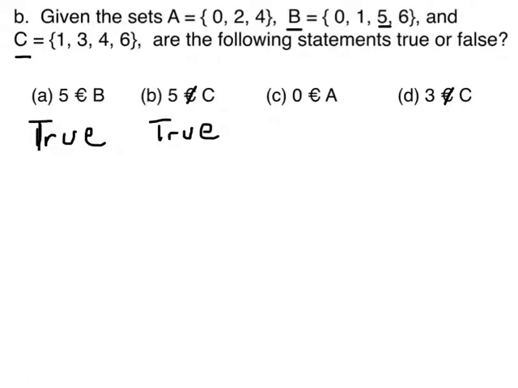C says 0 is an element of set A. Well, we'll look at A. 0 is in that, so it is also true. And D says 3 is not an element of set C. Well, there's set C and there's a 3. So that one is not a true statement. It is false.